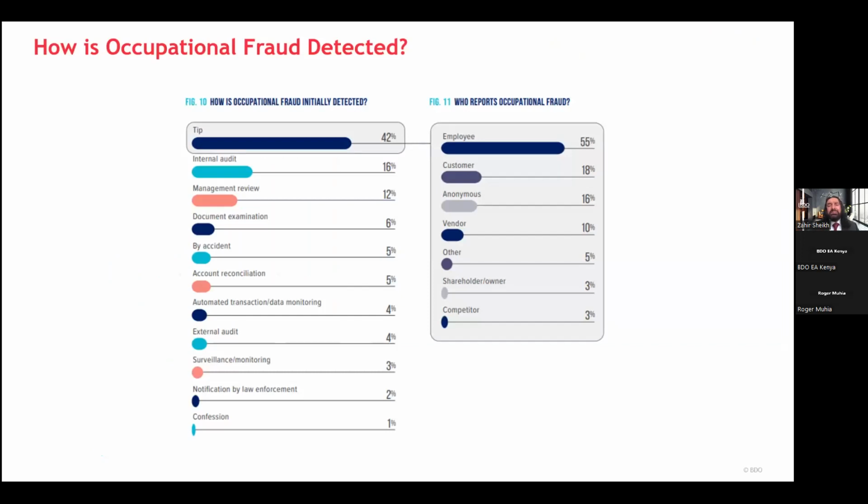And how is it detected? So here we're looking at the most common ways that fraud is detected. And again, we've talked about this before. The biggest way is through tips by employees or by customers or anonymously, or through your vendors, or sometimes even through your shareholders, or if you're really lucky, even through your competitors. Even they can report fraud in your organization.